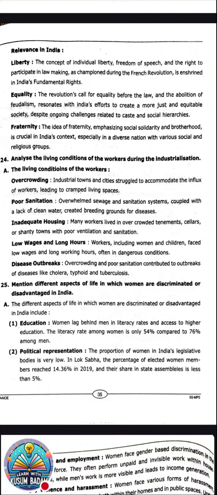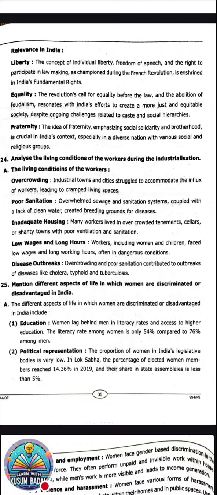Next, disease outbreak. When there is overcrowding, disease will automatically break out. So there will be spread of communicable diseases like cholera, typhoid and tuberculosis. Tuberculosis is very often seen in crowded places. Tuberculosis is nothing but TB. Okay, now this got completed. Now we are moving to the 25th question.